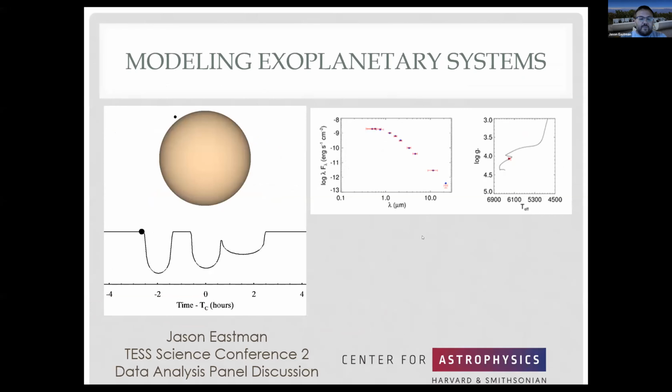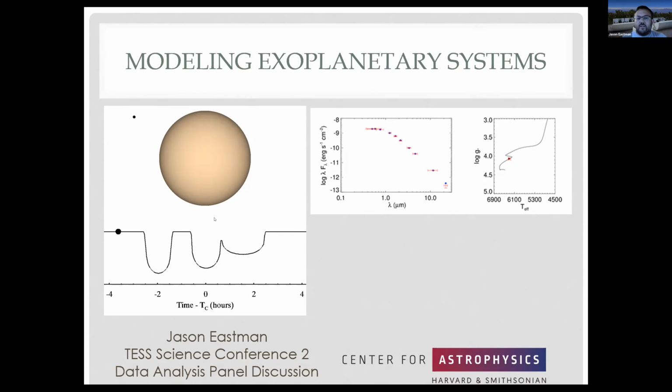Thank you for that introduction. I'm Jason Eastman. I'm from the Center for Astrophysics, Harvard and Smithsonian. My longer talk goes into a lot more detail about the transit and radial velocity modeling. But here I just want to focus on something that I think a lot of you are probably less familiar with. And so hopefully that's more useful.